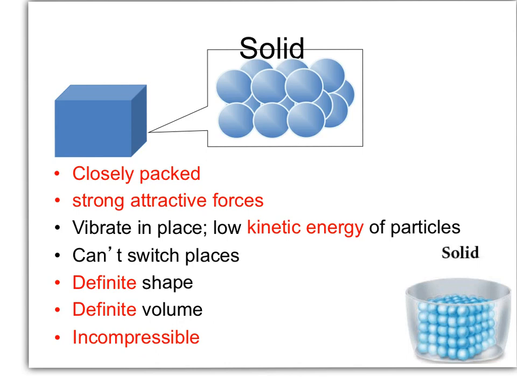As seen in the diagram, the particles are closely packed because they have very strong attractive forces holding them together. They can't switch places, they can only vibrate in place, so we say that they have low kinetic energy of motion. Because of their closely packed structure, they have a definite shape and a definite volume, and we say that they are incompressible. We can't push the particles closer together because they're as close as they can get already.